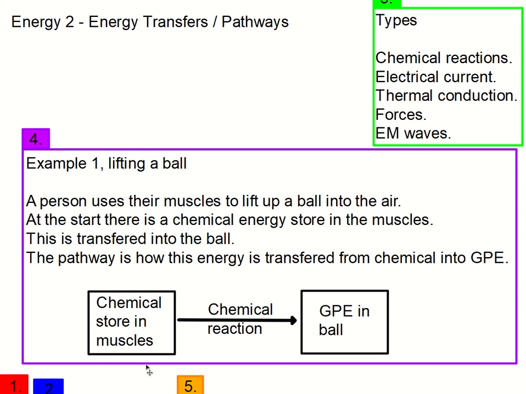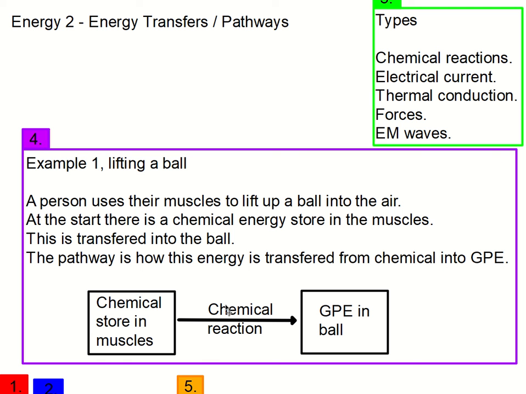So energy store 1, energy store 2. Now something has happened in between to cause this energy to be transferred into this energy. We know, just from my little story, that the person used their muscles to lift the ball up in the air. From a physics point of view, there is a chemical reaction. Chemical reactions take place in the person's muscles, and that takes that chemical energy and allows it to be transferred into the ball. If you wanted to go into even more detail, you could mention forces, because obviously to lift the ball up, the person would have to use a force. But I've just gone with a chemical reaction.